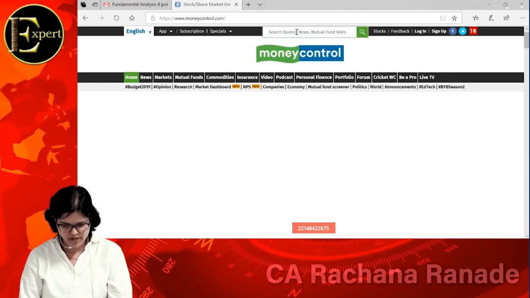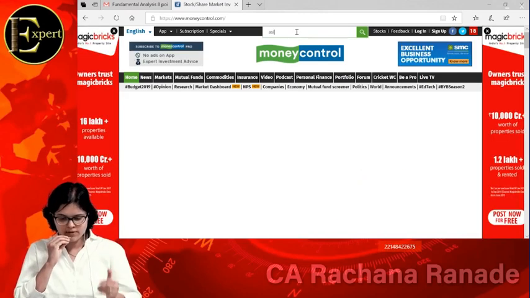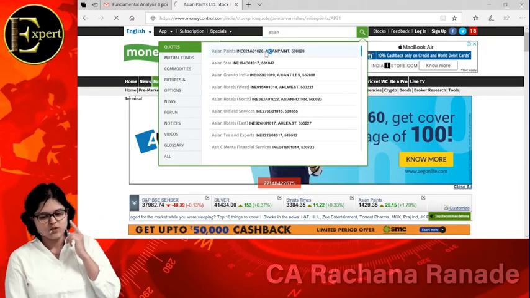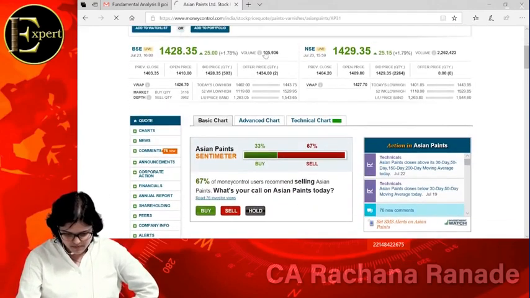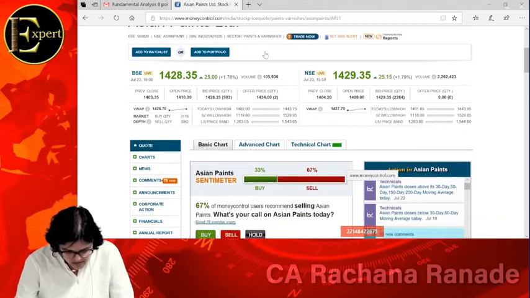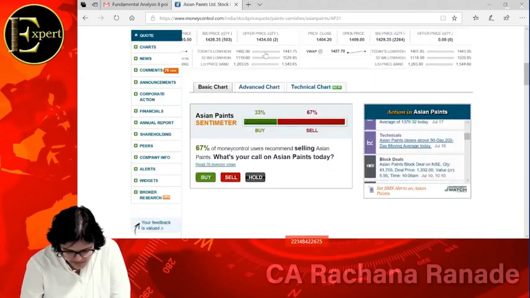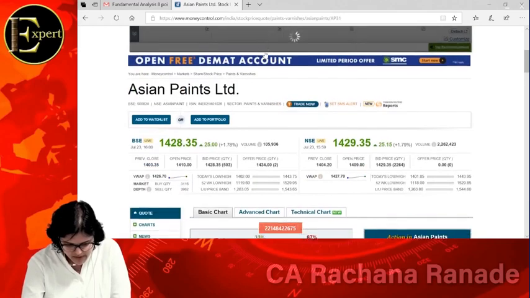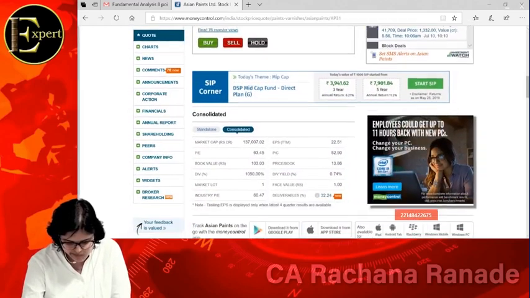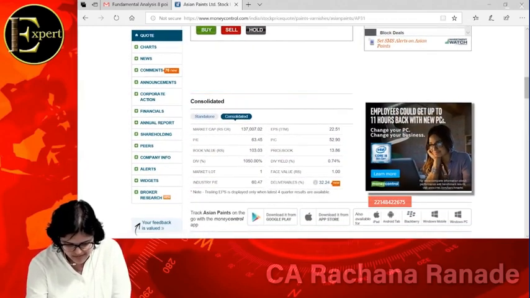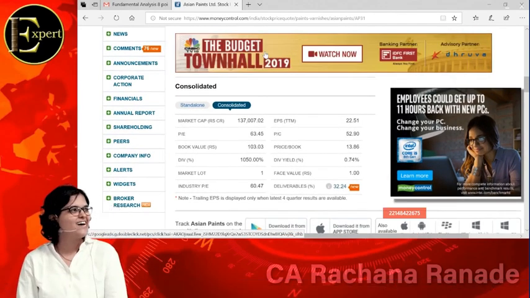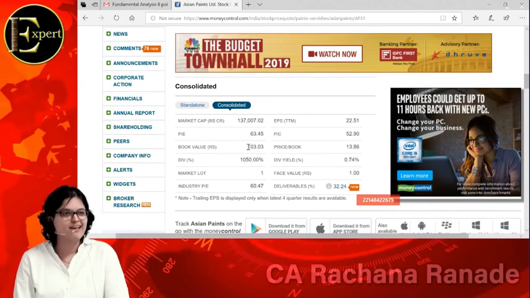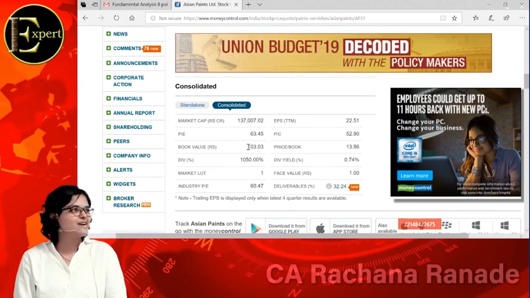Like yesterday, if you remember, we talked about Asian Paints also, no? So Asian Paints. Now, if we go down, what is the current market price, by the way, for Asian Paints? It's 1,428. See the book value? Shock laga. The book value is only 103. And the current market price is 1,000 something.